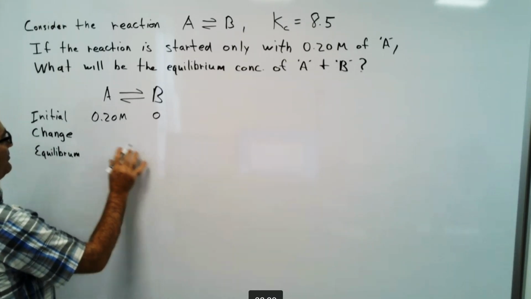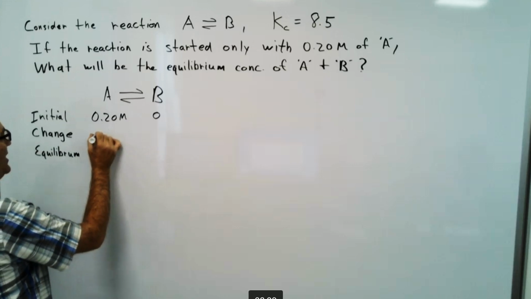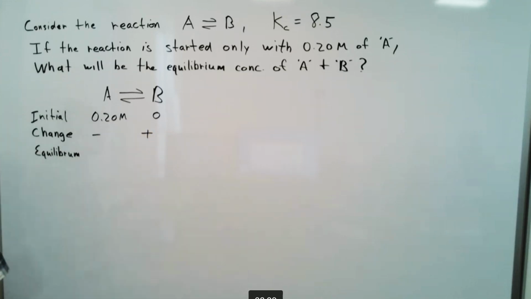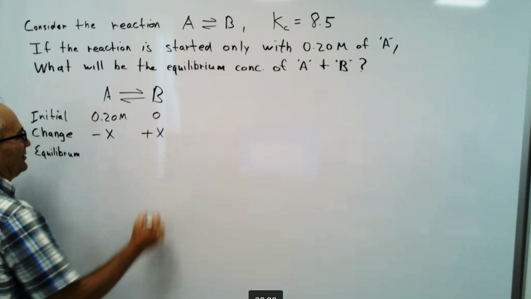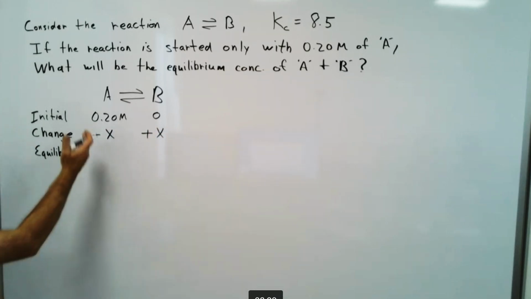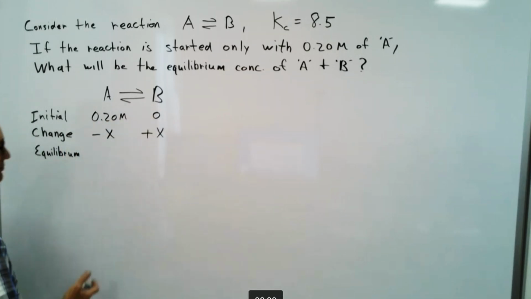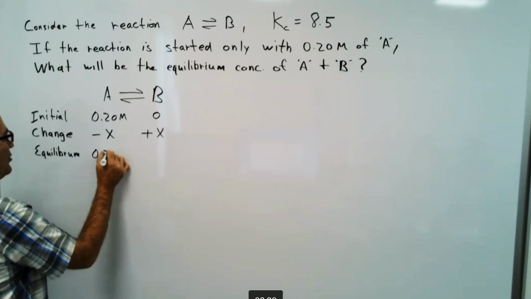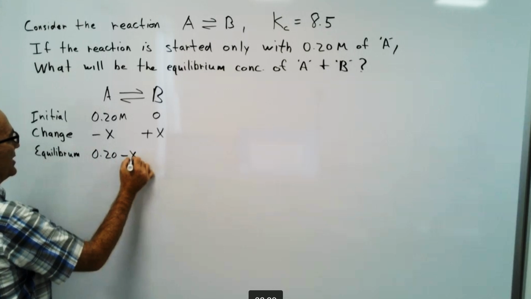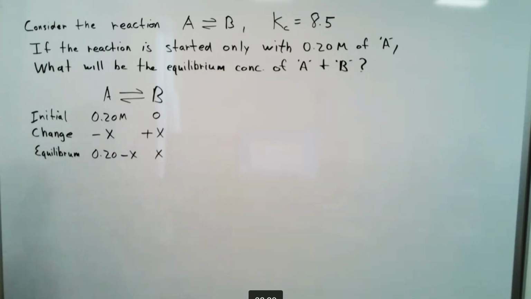Right, so some A goes away, some B forms. We don't know how much, so what do we like to call it? We don't know. X. The most popular variable letter would be X. And with one-to-one stoichiometry, it's just X and X. So at equilibrium, we're going to have 0.2 minus X, and that is going to be X.